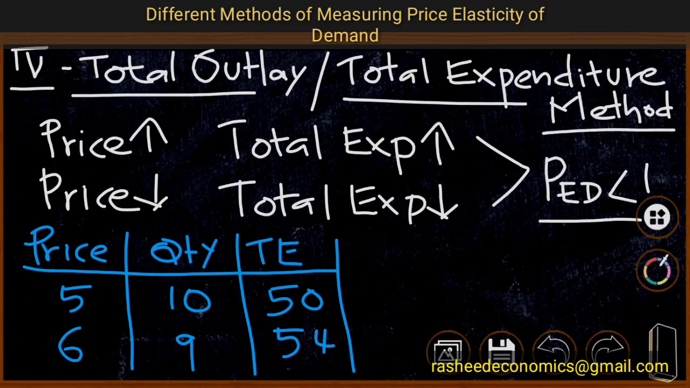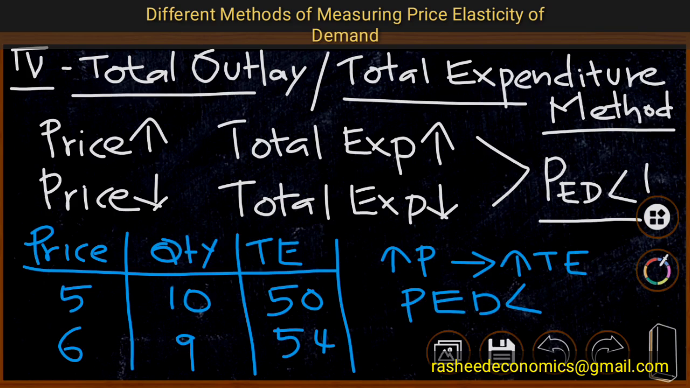It means that when price increases, there is an increase in total expenditure on the commodity. Therefore we can say that price elasticity of demand is less than 1. That is, price elasticity of demand is less than 1 when an increase in price is followed by an increase in total expenditure.